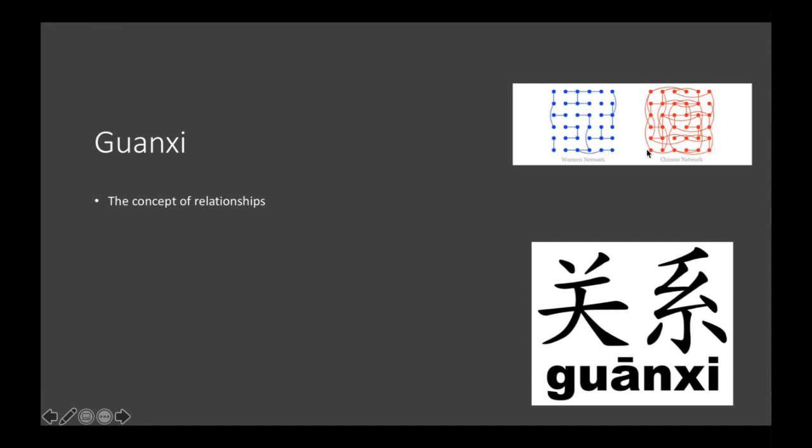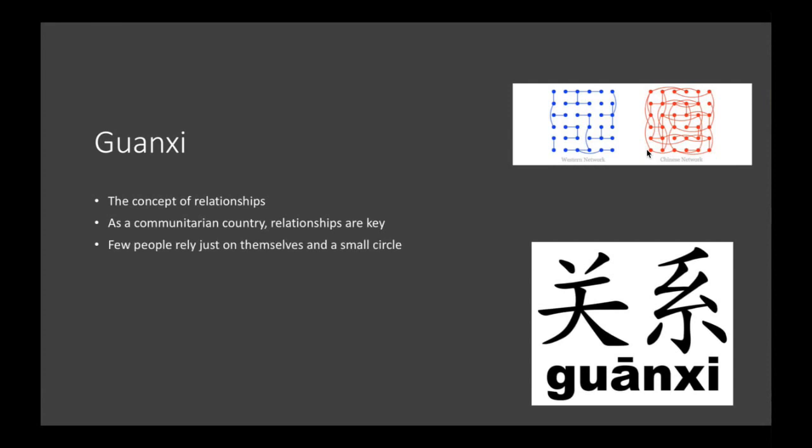In China, if you know someone, chances are they will know several other people that you know who are seemingly unrelated. And a lot of this has to do with the homogeneity of China as a country as a whole. As a communitarian country, these relationships are key. Few people rely just on themselves and a small circle of friends, acquaintances, and business partners, as exists in the West. And this will affect you because you'll find a lot of invites and gifts through the culture of guanxi and people wanting to expand their relationships and networks.